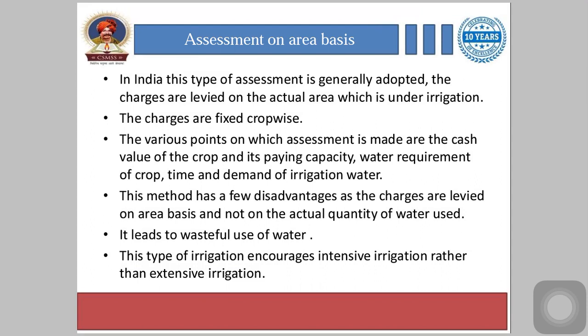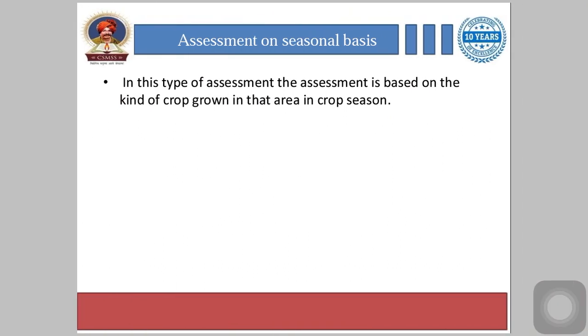This method has a few disadvantages, as the charges are levied on area basis and not on the actual quantity of water used. So this may lead to the wasteful use of water. The measurements are checked by various authorities like the Jilledar, Deputy Collector, Subdivisional Officer, and the Divisional Canal Officer. Checking of irrigated area is an important part of their duty. For failure of the crop for reasons beyond the control of the irrigator, or for shortage of water supply, remission may be given to the farmers.